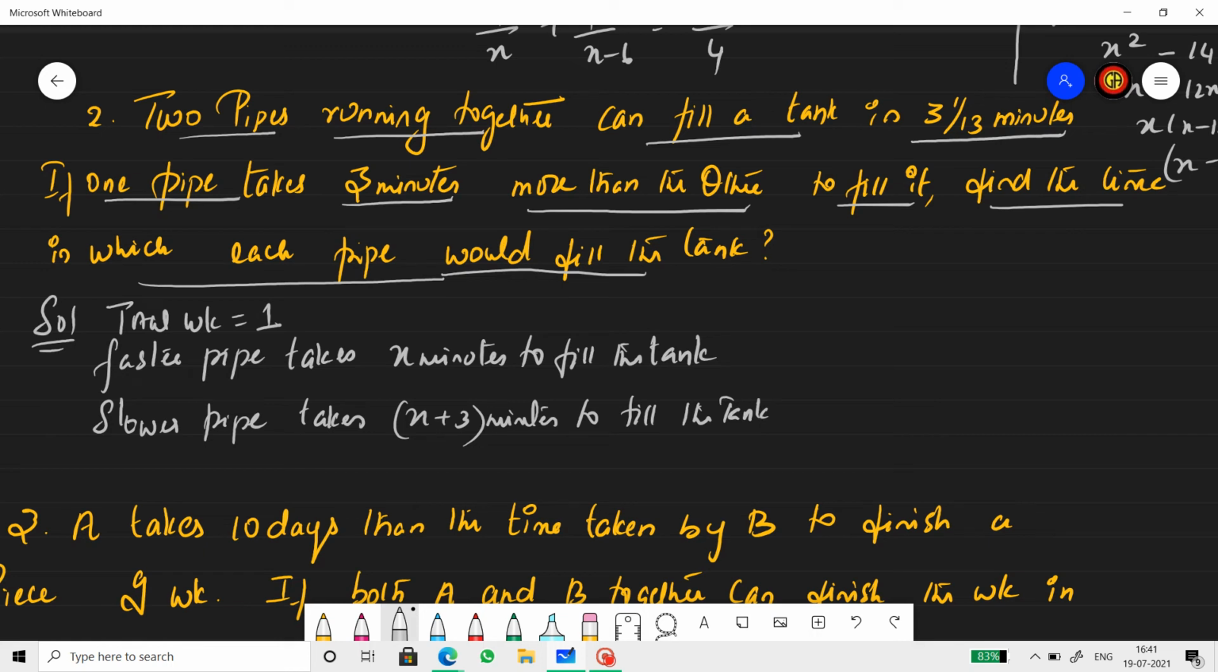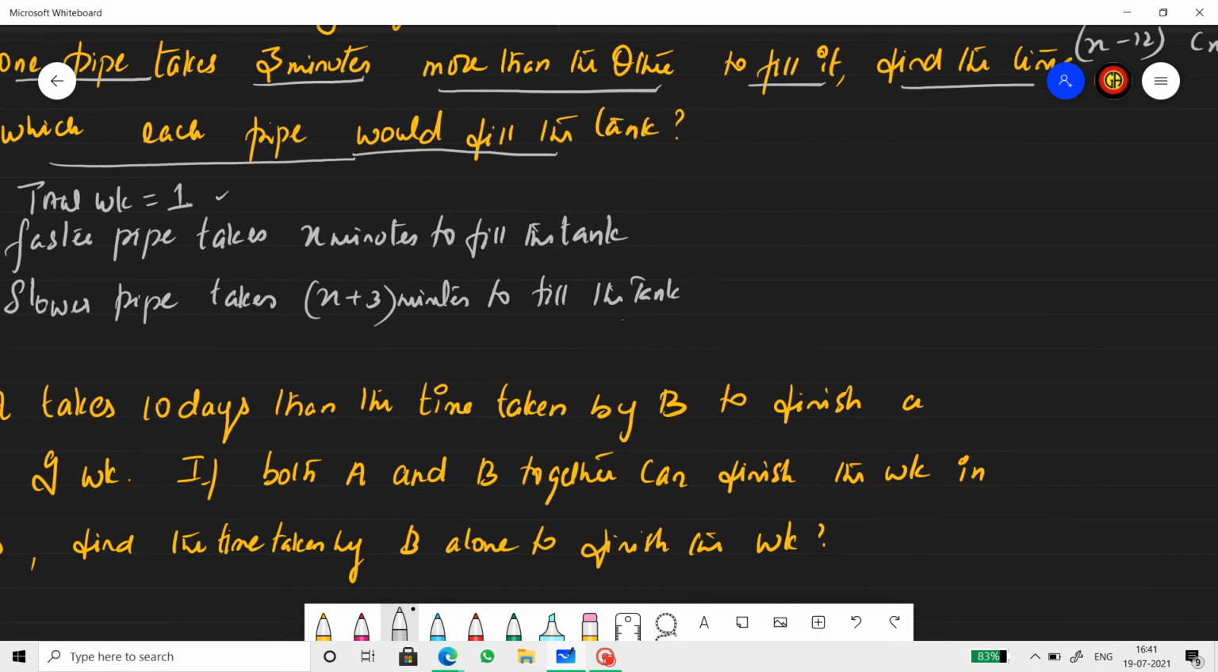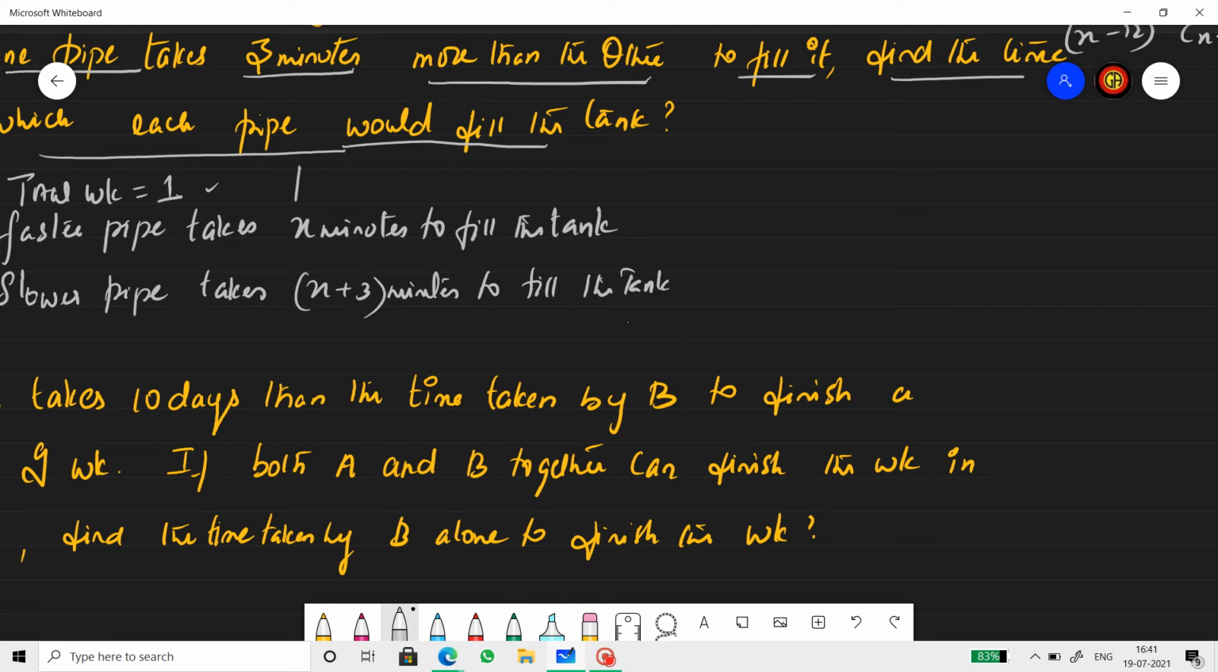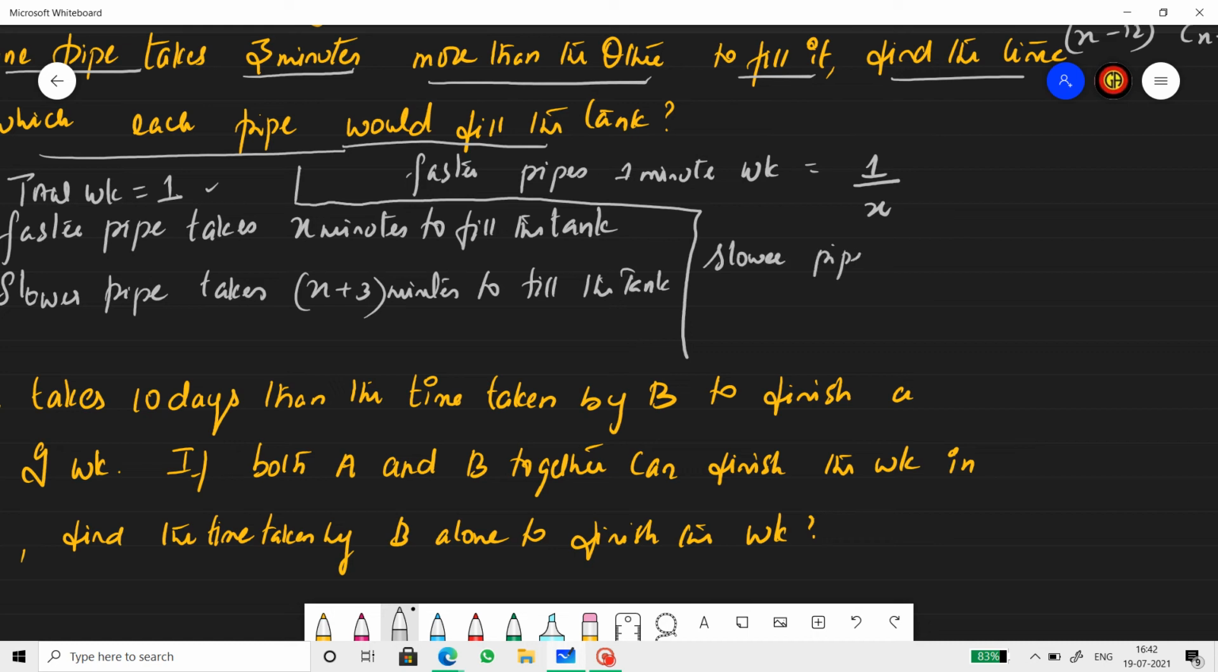Now, one pipe's 1 minute work. The total work is 1. The faster pipe works for x minutes, and the slower pipe works for x plus 3 minutes. Now the faster pipe's 1 minute work is equal to total work divided by total minutes they work, 1 by x. Likewise, the slower pipe's 1 minute work is equal to 1 by x plus 3. Together, 1 minute work is equal to 1 by x plus 1 by x plus 3.